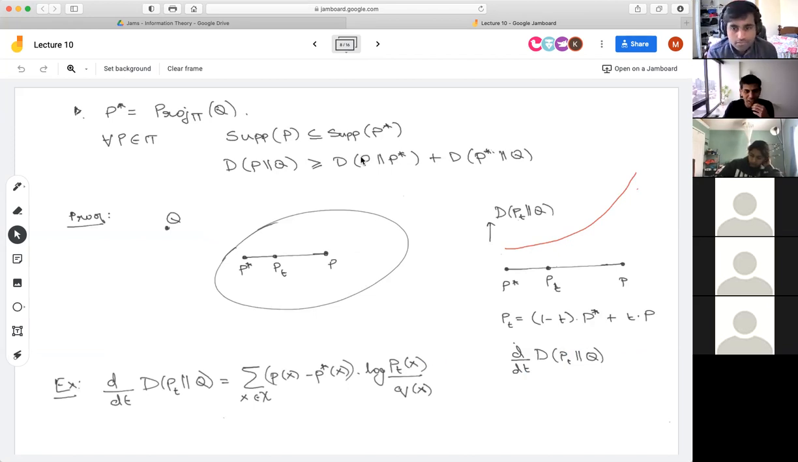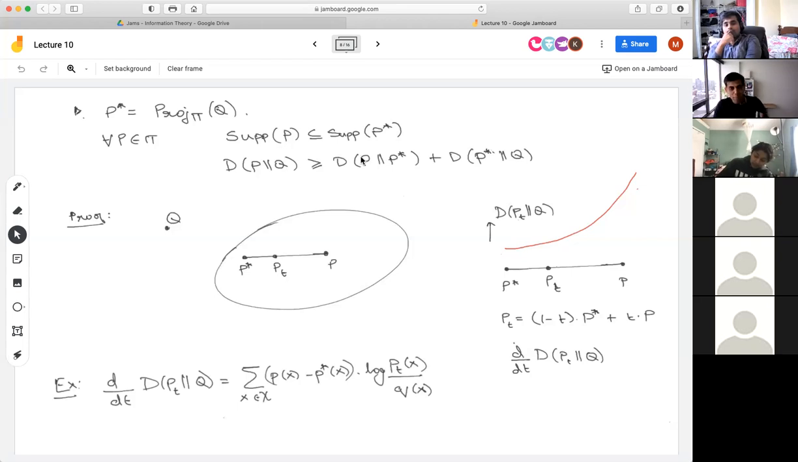One, every distribution inside pi has its support contained in the support of P star. So P star is in some ways a maximal convex combination; it doesn't leave out any element which is in the support of any P anywhere in pi.